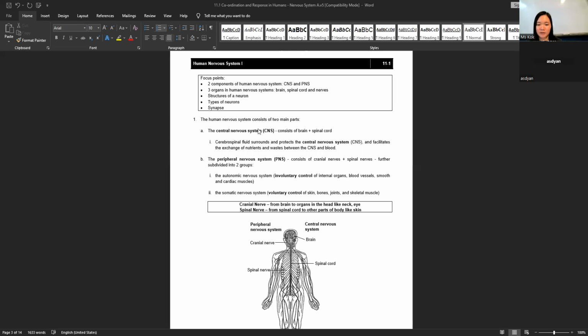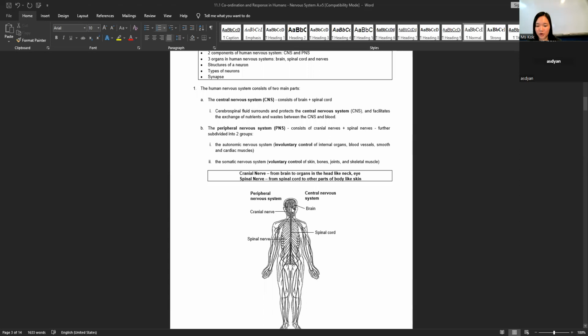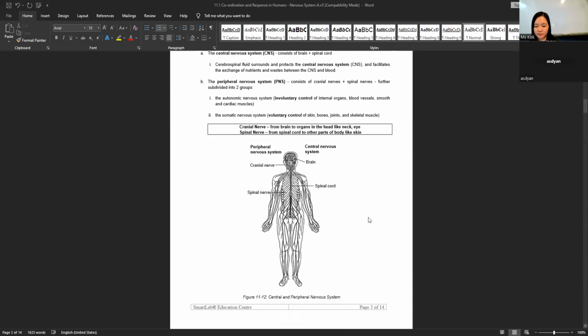The human nervous system consists of two parts: the central nervous system and the peripheral nervous system. The central nervous system is made up of the brain and spinal cord, and the peripheral nervous system is made up of cranial nerves and spinal nerves. The cranial nerves are nerves coming out from the brain, and the spinal nerves are the nerves coming out from the spinal cord. So remember, the central nervous system is the central one, like the headquarters. You have the brain and spinal cord. The peripheral nervous system is a much lower rank. They are the nerves that come out from the brain and the nerves that come out from the spinal cord.